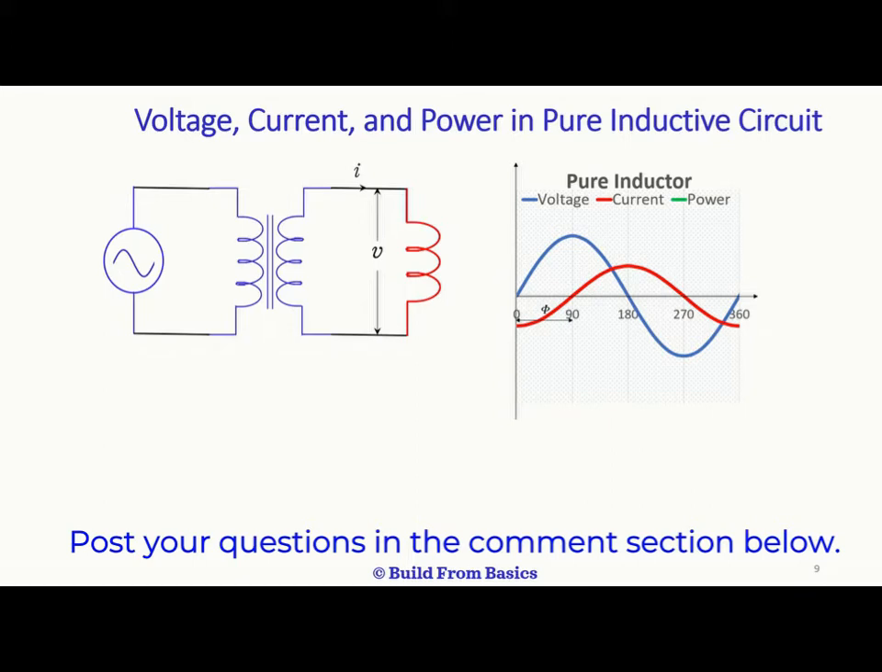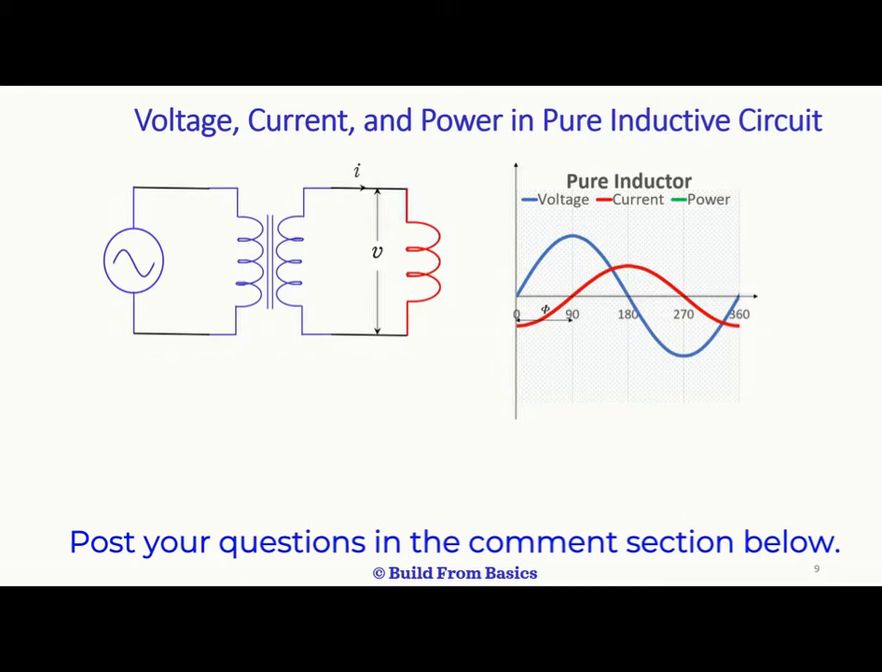As you can see, the current here lags the voltage, because this is the voltage waveform and this is the current. Current lags the voltage by 90 degrees because it's a pure inductor. The reason I will explain here is why current lags the voltage in a pure inductor.